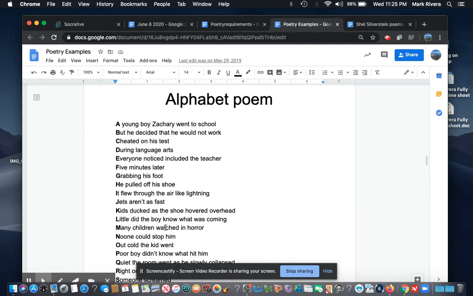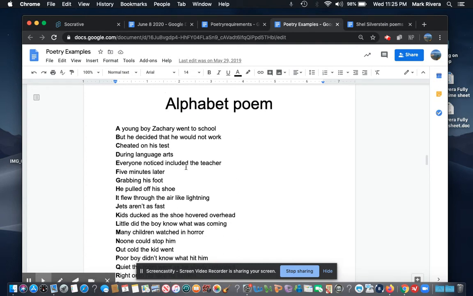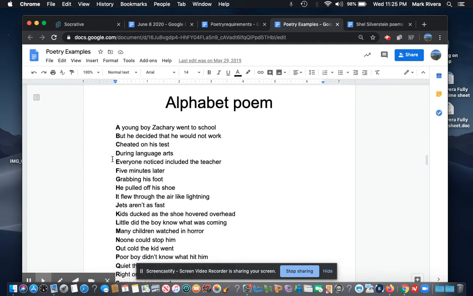My advice to you when you're doing the alphabet poem is to just tell a story. You start with the letter A and then you end at Z. That's probably the easiest way to do it. Again, it's up to you. You can use whatever strategies you want.